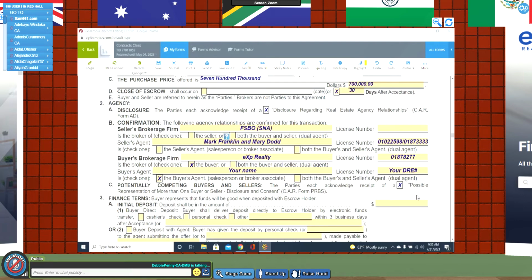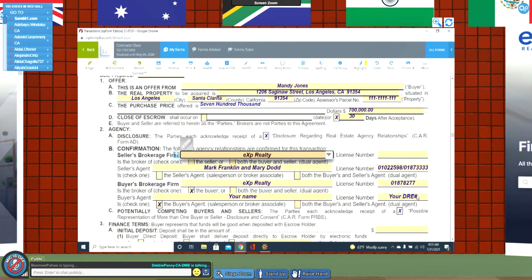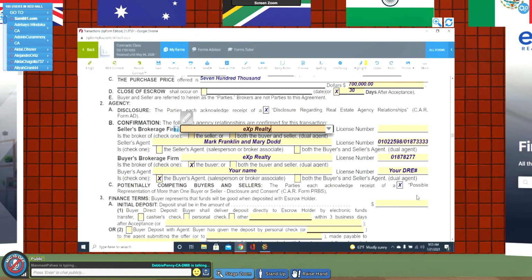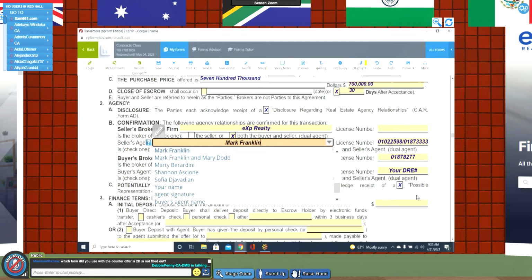Okay, is that Jamie? Sorry, I can't read from where I am. You might have said this already, but let's say eXp is the brokerage for the buyer and the seller, but they're different agents. So would that be dual agency, even for the agent's name? Yes, ma'am. It's always going to be dual agency. Look at what I've got here. Hang on just a second.